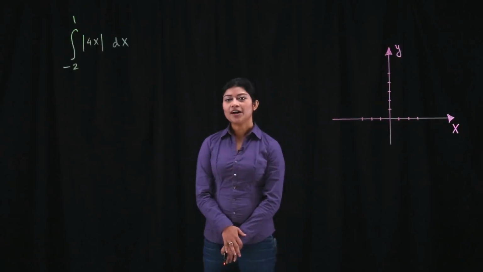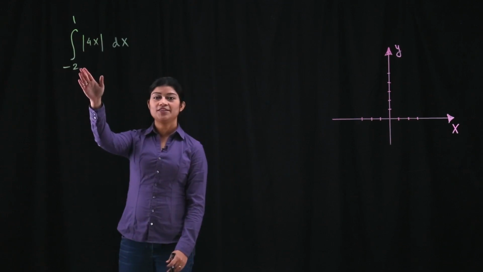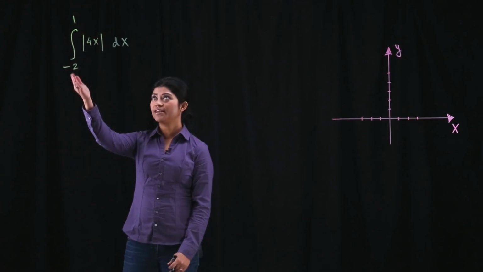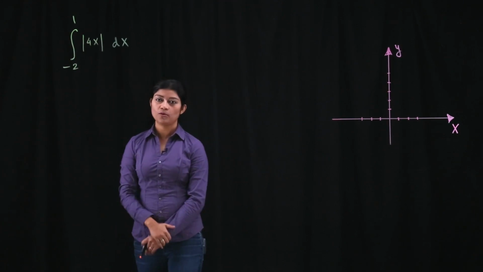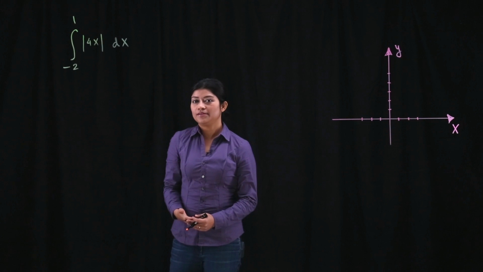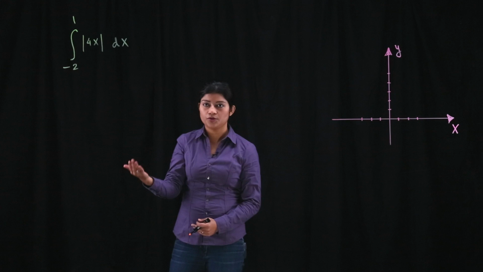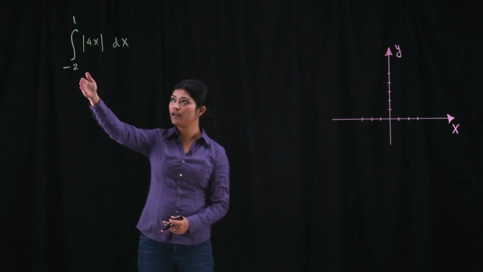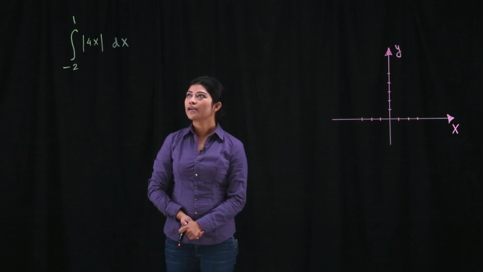Hi, I'm Papia. Today we will learn how to evaluate a definite integral. This is the definite integral given to us: the integral from -2 to 1 of the absolute value of 4x. Now, you know the method. We have to find the antiderivative, then apply the fundamental theorem of calculus by plugging in the values, and we will solve the integral, right?